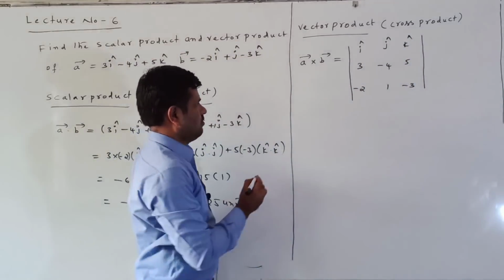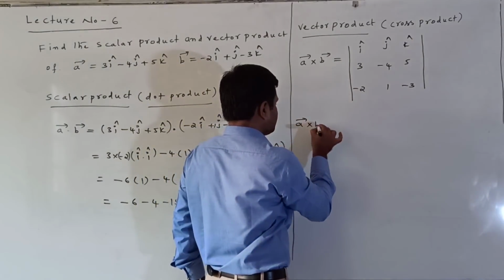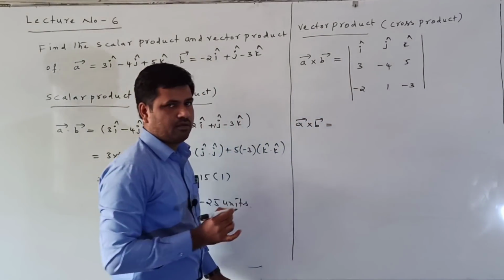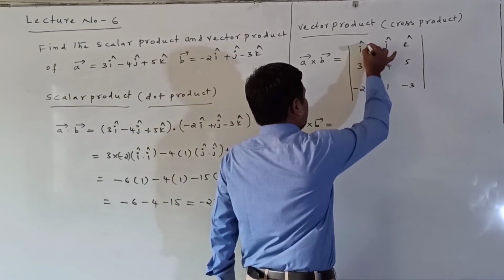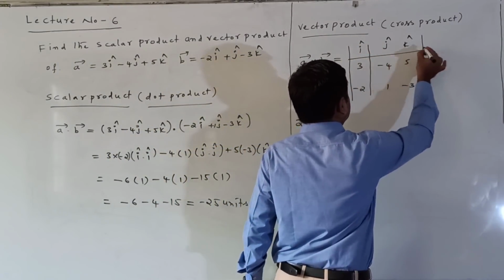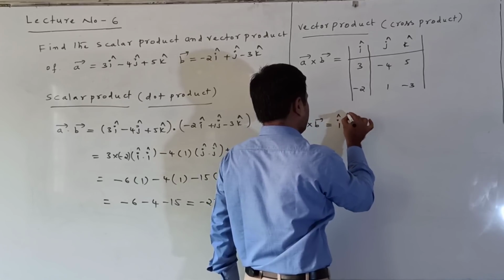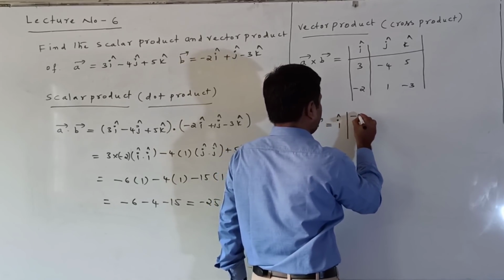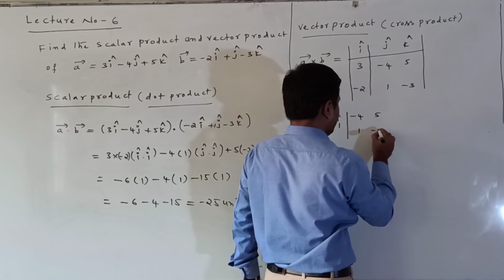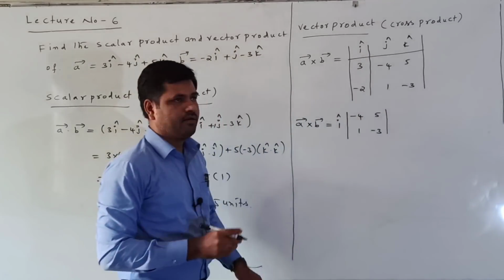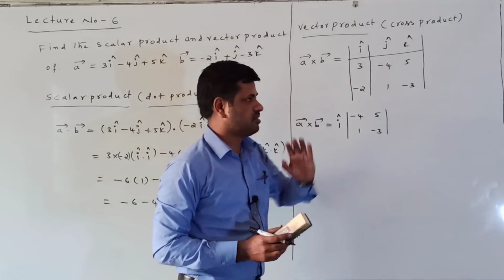Now A bar cross B bar is equal to: first, for i cap, leave that row and column. Write down the remaining: minus 4, 5, 1, minus 3. Okay, remaining minus 4, 5, 1, minus 3.